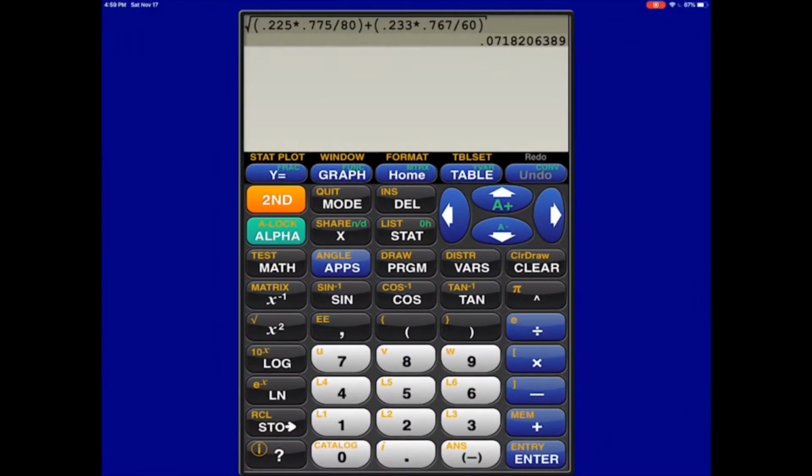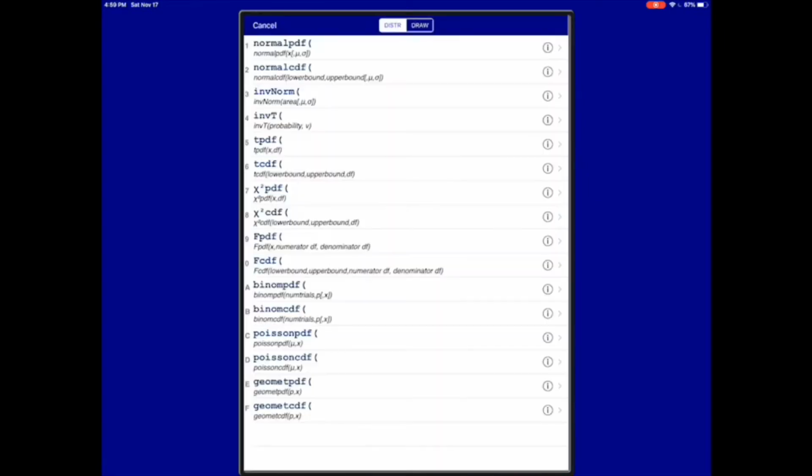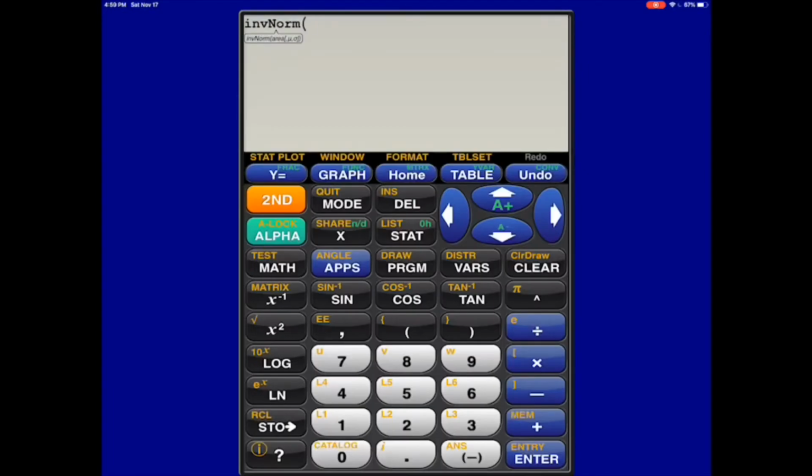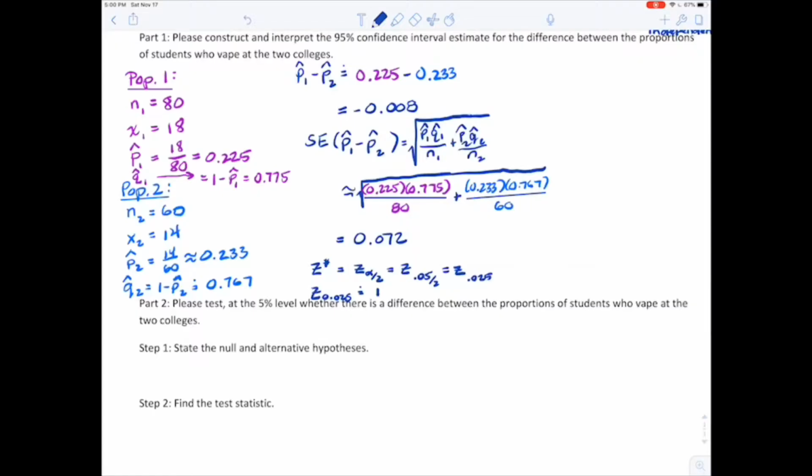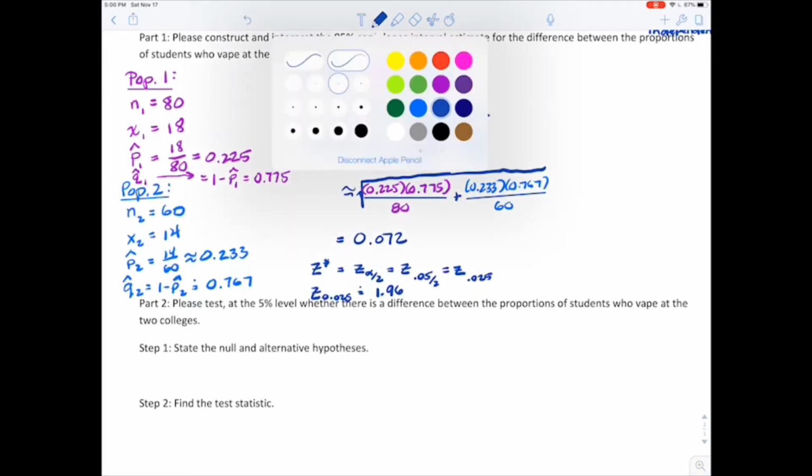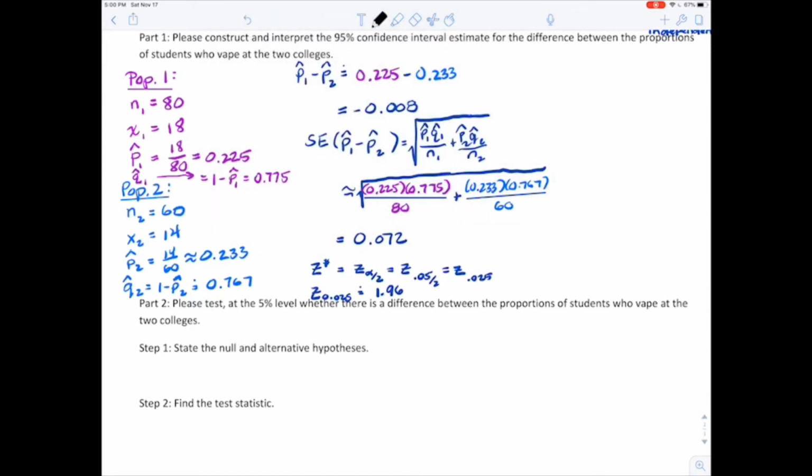So coming back to our calculator, let's go to second distribution, and then we're going to go to inverse normal, remember? The area we're interested in is 0.975, and that's all we have to enter because we're using the standard normal. So that's about 1.96. So now we have all of our pieces, all right? Isn't that exciting? This is kind of all of our prep work.